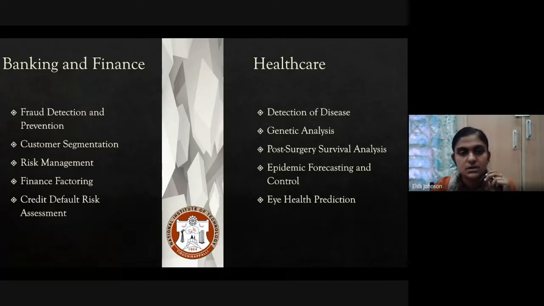Another one is customer segmentation, segmenting your customers, then risk management, and credit default risk assessment. So when you apply for a loan, they'll find out how much you can get, how much you can apply for, and this is how they'll be doing that.